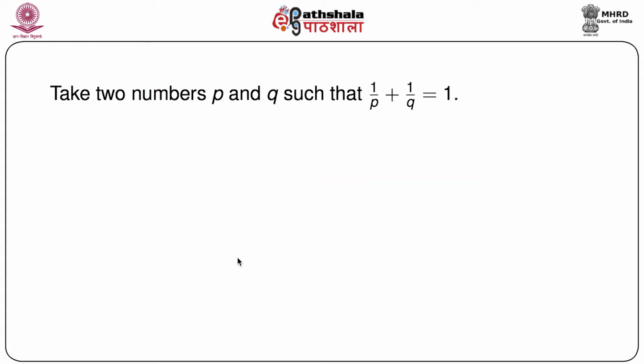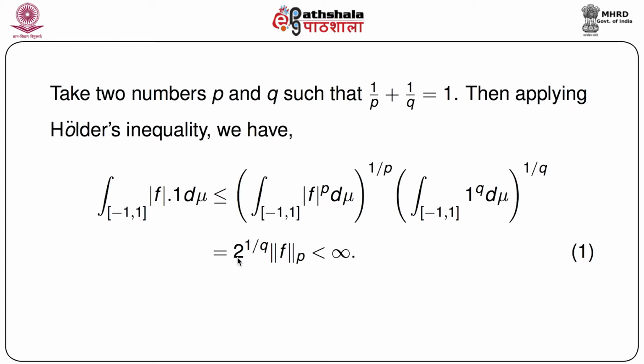In order to apply Holder's inequality, we have to consider two numbers p and q such that 1/p + 1/q = 1. Again, just straight away apply Holder's inequality. Let's see what happens. The integral over the closed interval -1 to 1 of |f| times 1 dμ. That means we are writing |f| as a product of two functions. One is |f|, another is 1.